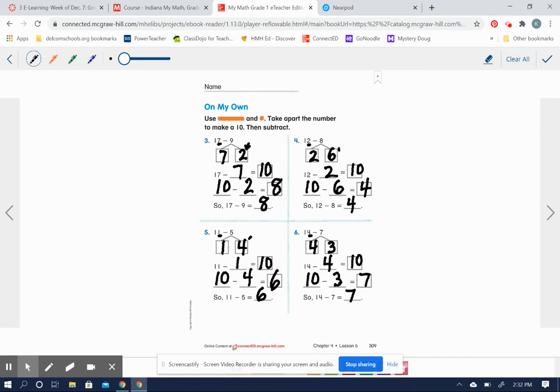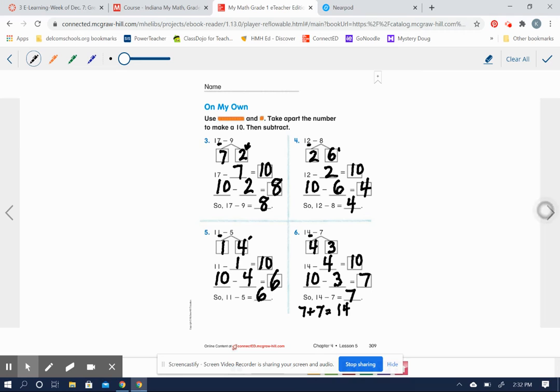Hey, did anybody think about the doubles? 7 plus 7 equals 14. Maybe you already knew the answer was 7 because you used doubles in order to subtract. See, that's just one more strategy.